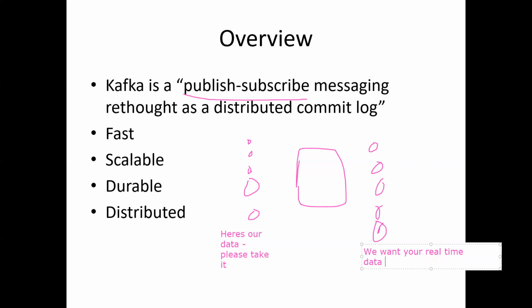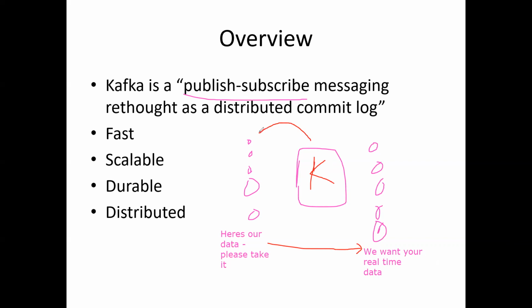Okay, so we need to think of a method to connect them. How can they acquire the data? So that is given by Kafka. So Kafka says that okay, what you can do is that it tells these people, please publish your data to me. Publish means just tell me about the data which you have. So publish them to me. Tell me what data you have. So that's called publishing. So publish your data to me.